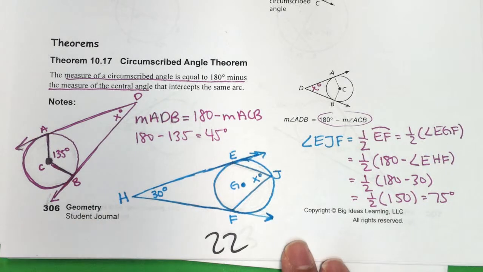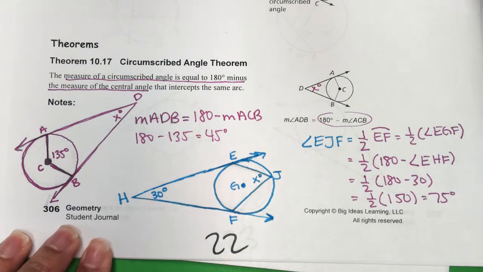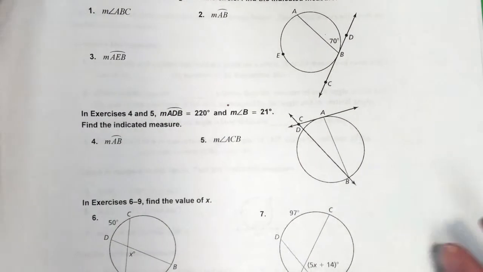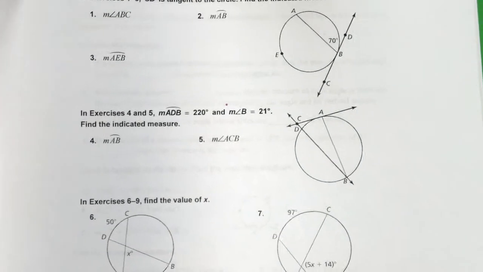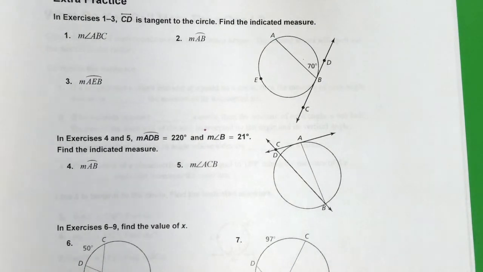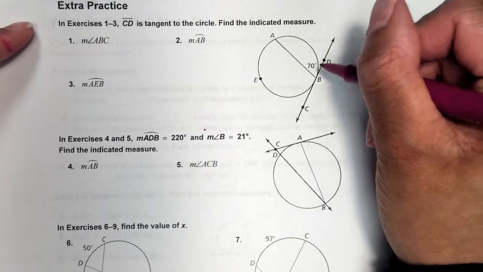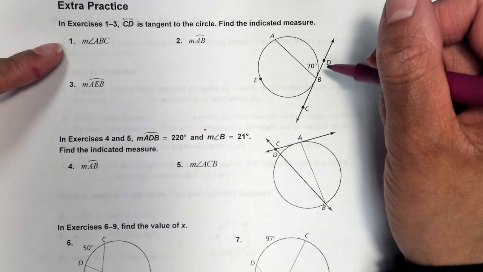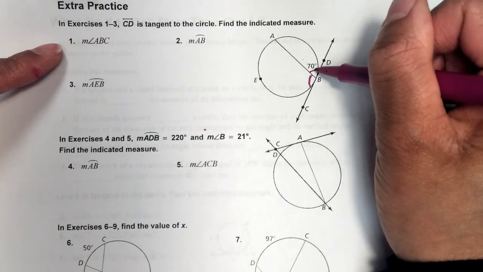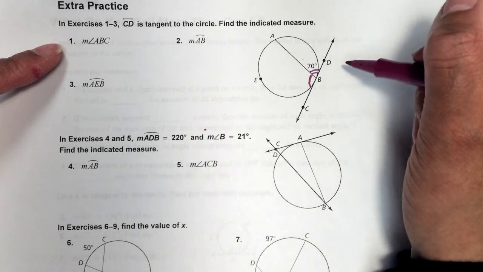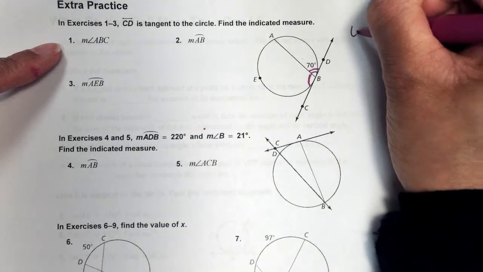On to our next page, we have our examples for our extra practices. So here are our extra practices. I want to find the measure of each angle. Here is my tangent line and my chord, and I'm already given 70 degrees. Number 1 wants us to find ABC, so it wants to find this part here. Note I talked about linear pairs, and remember, a linear pair adds up to 180. So keep that in mind.